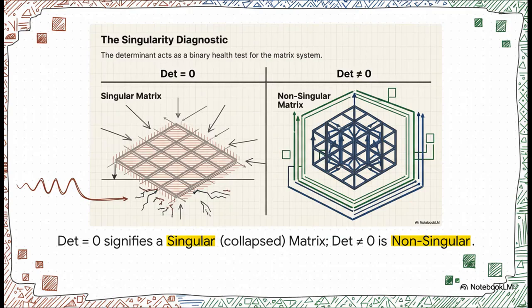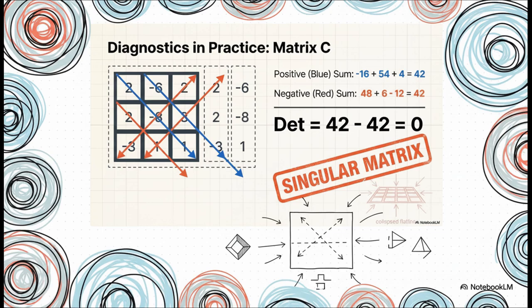And this image just illustrates that concept perfectly. A determinant of 0 means the structure has, in a way, just collapsed in on itself. The pieces aren't independent anymore. But a non-zero determinant? That means the structure is sound. It's standing strong. Here's a perfect example of that collapse in action.